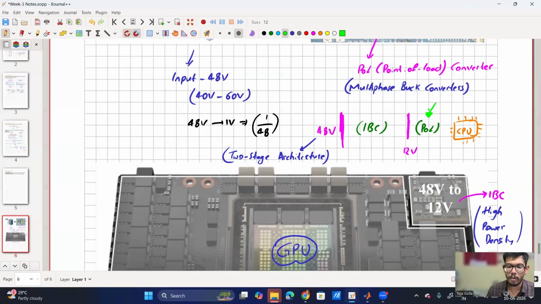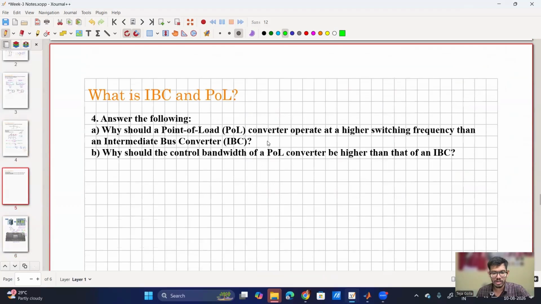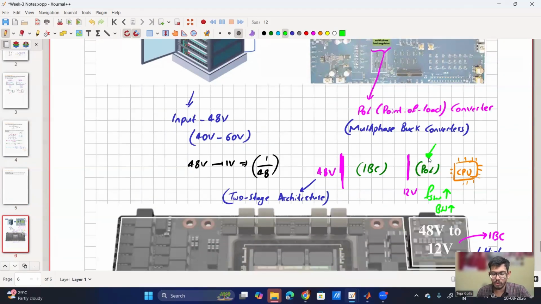So that's why people operate the PoL at a higher frequency. So here the switching frequency should be higher, and the bandwidth should also be higher because it has to respond immediately to whatever the CPU is demanding. So that's why the second stage, or the last stage, I would say, will operate at a higher switching frequency because it is the one to immediately respond to what the CPU or GPU is demanding, and also the bandwidth of the PoL should be faster. Since the IBC is sitting before the PoL, the PoL is what is demanding the power from the IBC. So on the CPU side, at the edge, the demand is higher. So this will be faster.